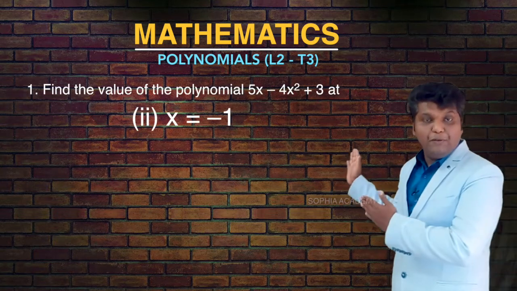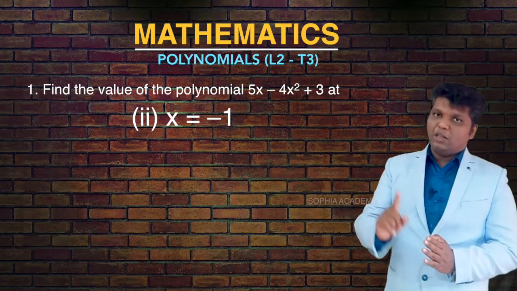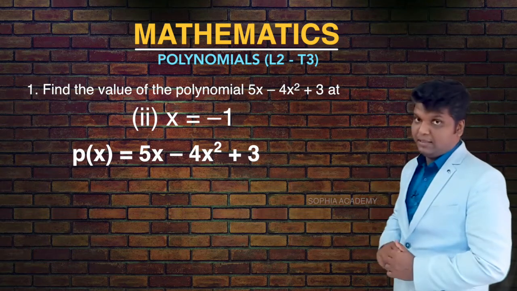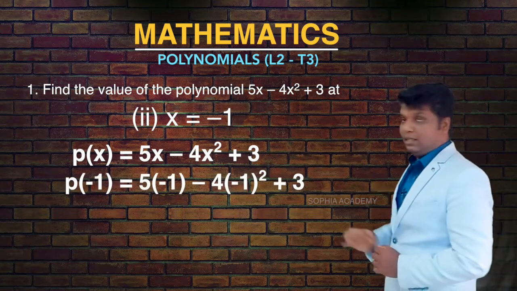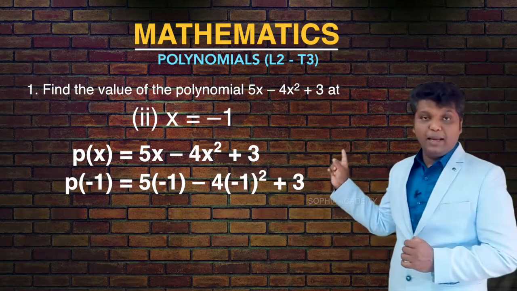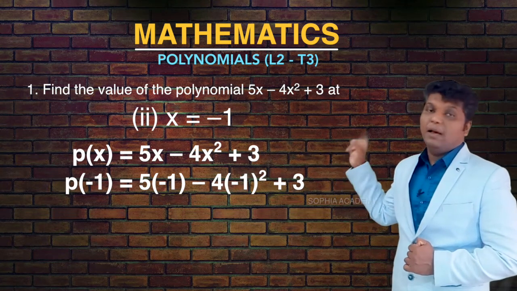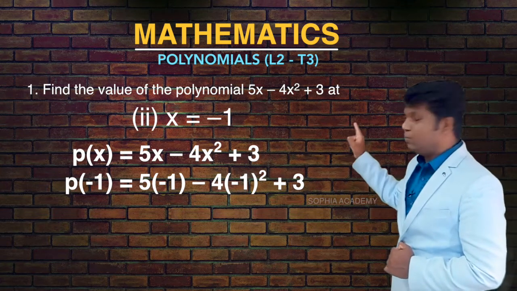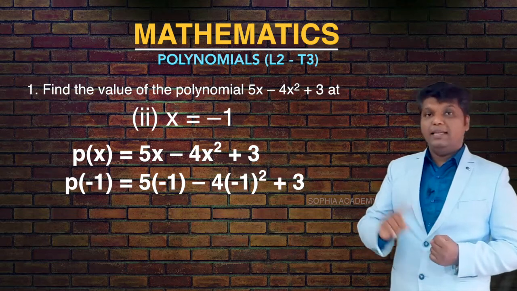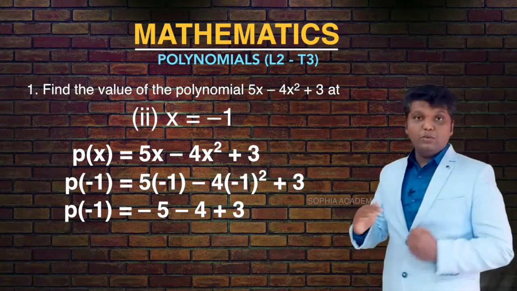Now we will have to find p of minus 1. Just as we found p of 0, in a similar way we are going to find p of minus 1. That means instead of x, we will be substituting minus 1. So here p of minus 1 is equal to 5 into minus 1, right? 5 into x, so 5 into minus 1, then minus 4 into, instead of x we will write minus 1 square. So 4 into minus 1 square plus 3. Now tell me, what is 5 into minus 1? It is minus 5. 5 into minus 1 is minus 5, minus 4 into minus 1 square.